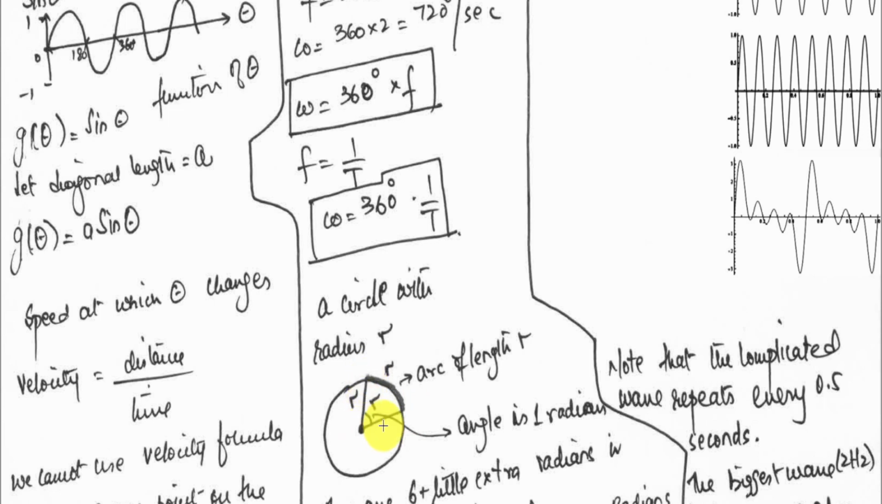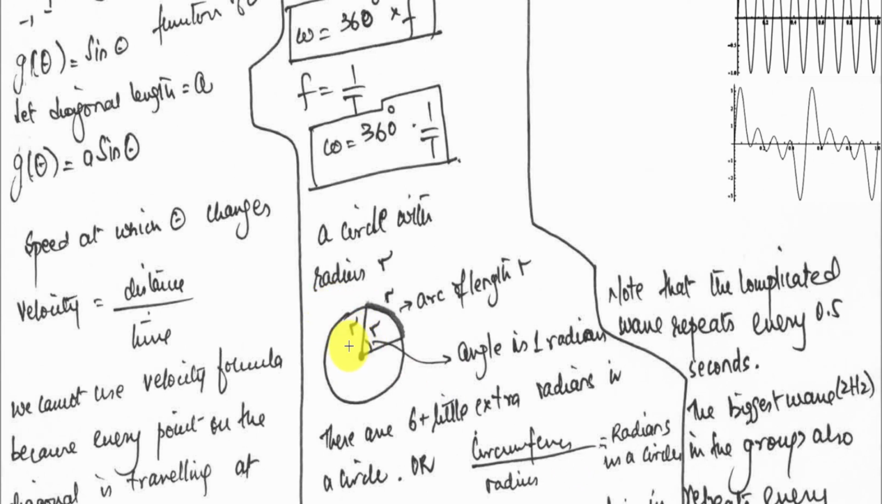Now let's consider a circle with radius r, and this is a radius r and this is a radius r, and we make an arc length so that this arc length is also equal to the radius of the circle. Whatever angle we get here is known as an angle of 1 radian.